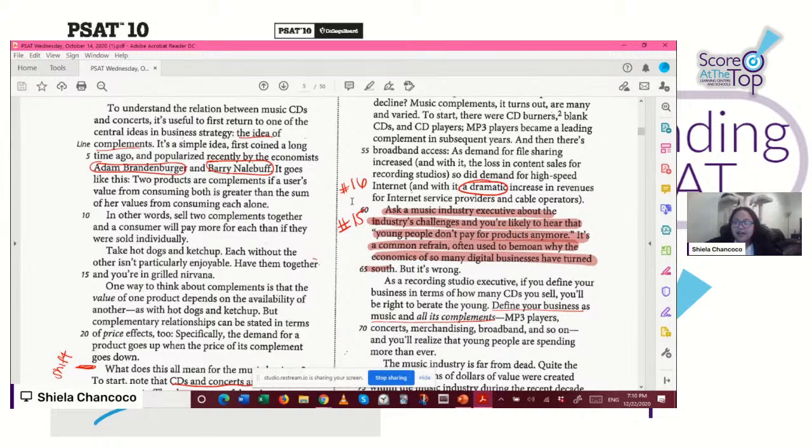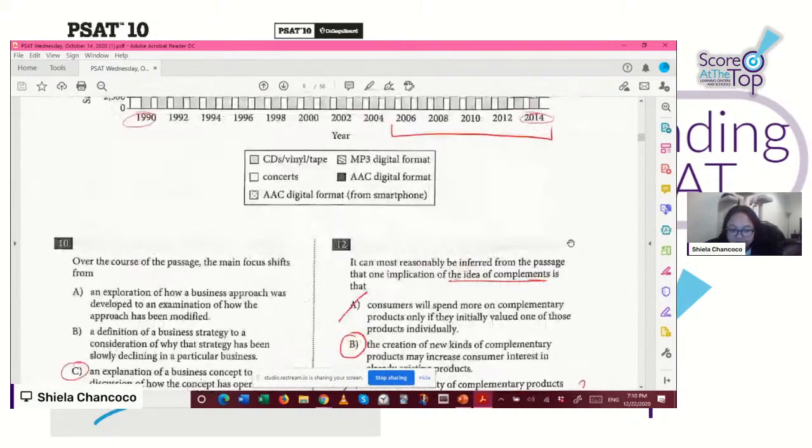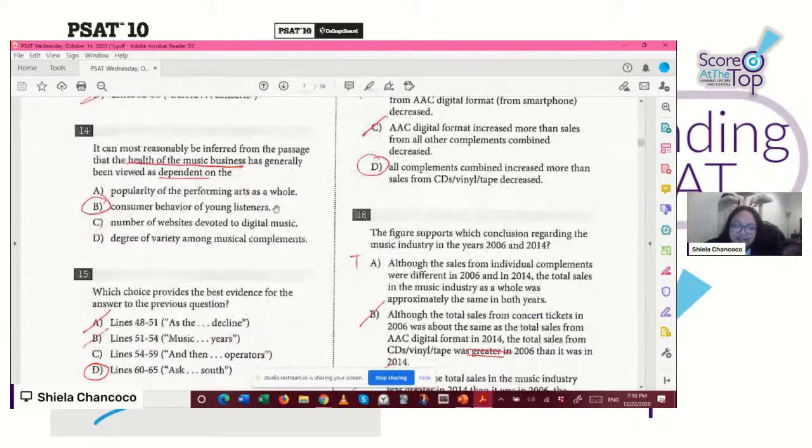So number 15, ask a music industry executive about the industry challenges. Okay, so the health of the music business, in what they said in the passage, is industry challenges. So this is probably where we're on the right track, right? You're likely to hear that young people don't pay for our products anymore. It's a common refrain often used to bemoan why the economics of so many digital businesses have turned south. But it's wrong, right? So I read a little bit more, but that's within what they're asking.